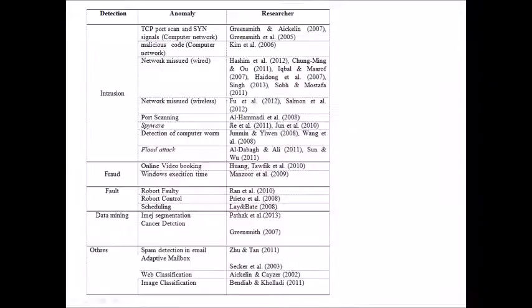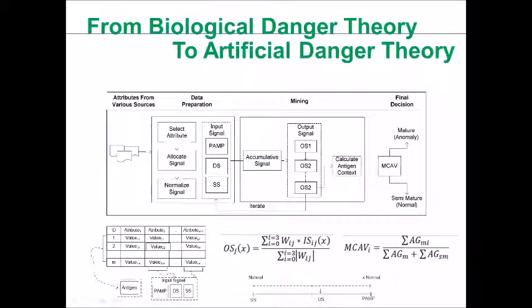And then this diagram shows the meaning of safe signal, danger signal, and the PAMP signal. The PAMP signal, we call it the pathogen associated molecular pattern. So meaning that the signal tends towards a danger situation. Safe signal means the attribute tends to the normal signal, and danger signal can be a balance between both of them. However, this is more to the danger signal.